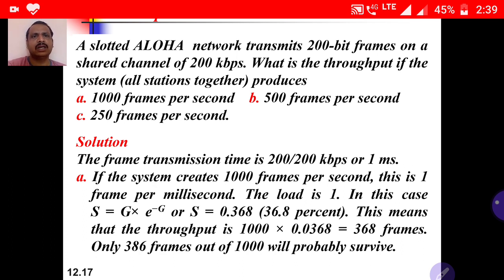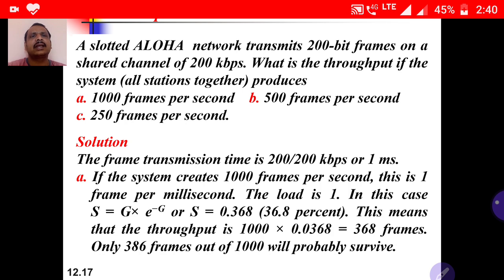As per the formula for slotted Aloha, S is equal to G times e to the power of minus G. S gives 0.368. This means it is the maximum throughput. 36.8% means of the 1000 frames you transmitted, only 368 frames survive. The remaining frames will collide.